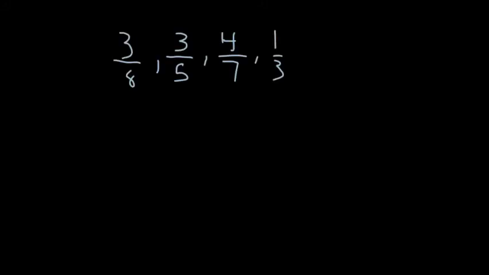Alright, so now I'm going to order these from least to greatest. Make sure when you're doing these, you're always paying attention if it's asking least to greatest or greatest to least. So here I'm going to ask least to greatest. So anytime I'm doing this, I look at my fractions and I see which ones are greater than a half and which ones are less than a half. I'll just put an L for less than, and I'll put a G for greater than.